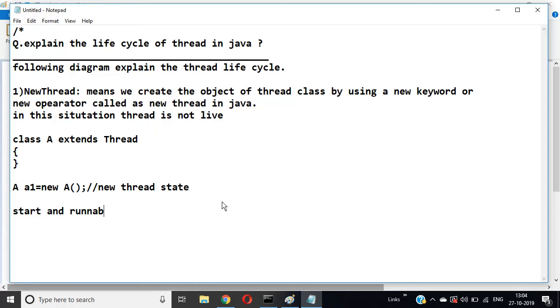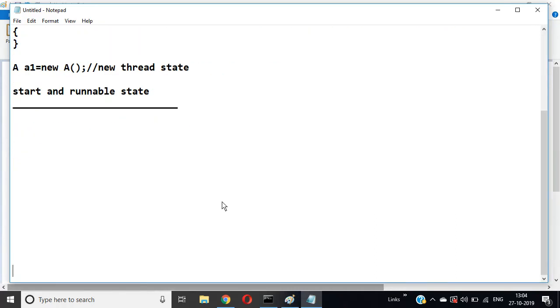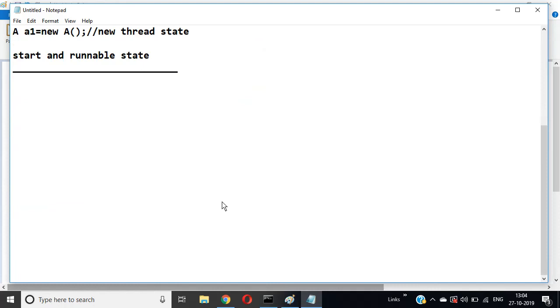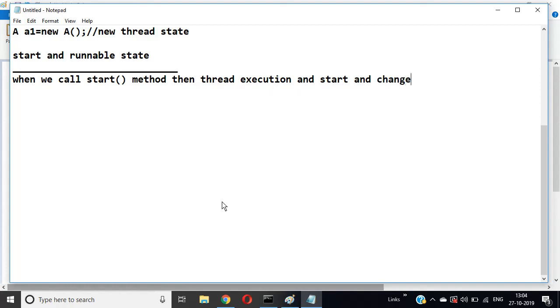Second stage, start and runnable state. What is this? When we call the start method, then thread execution starts and changes its state to runnable. Change state to the runnable.